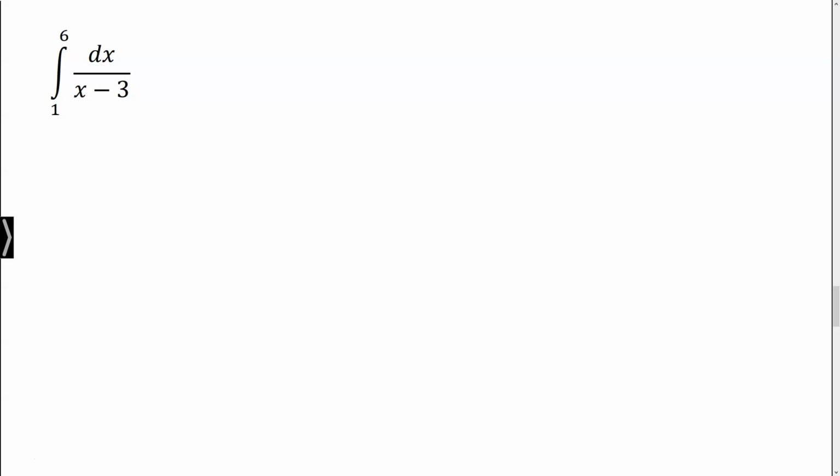X minus 3, if I plug in 3 there, I'm dividing by 0. So in fact, I have an infinite discontinuity at 3 here, and I need to split this up. So the first thing I need to realize is that this has got to be split up at that discontinuity. So I'm going to have to integrate from 1 to 3, and then add to that the integral from 3 to 6. And I have to do each of these separately and then put them together.